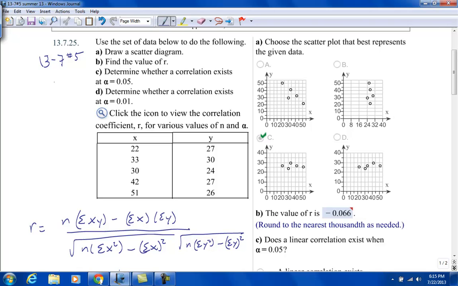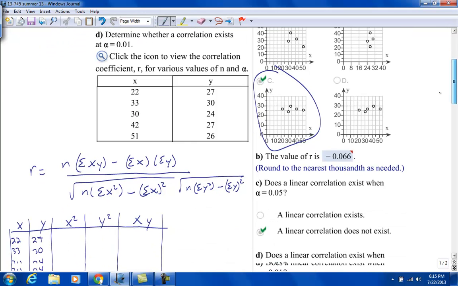And then we have 30 corresponds to 24, yeah, that's just under 25. And then 42 is a little more than 40, that should correspond to 27, yep, got that. And then 51 corresponds to 26, yep, so this is the one, yay. Now for the calculation, the answer should be negative 0.066.